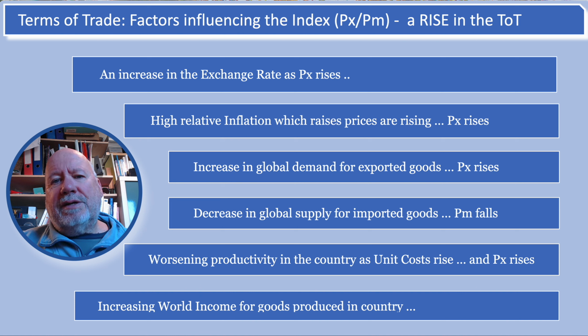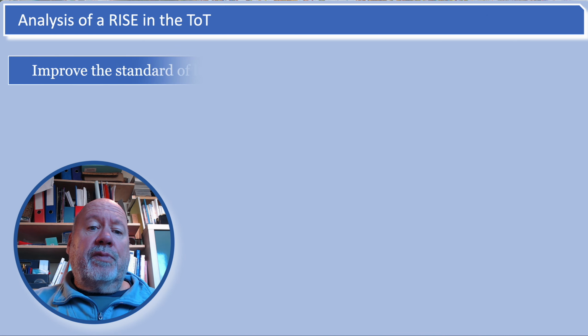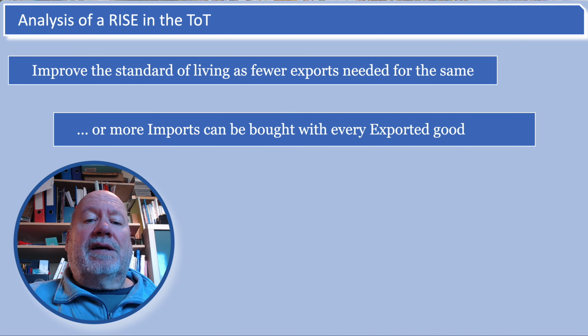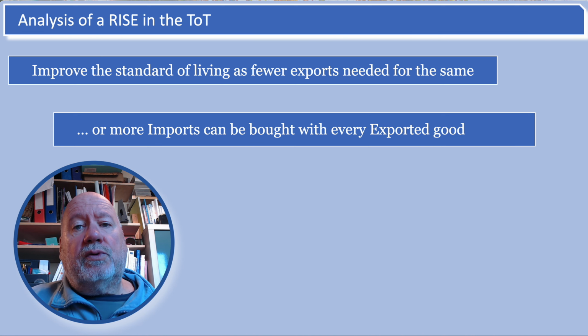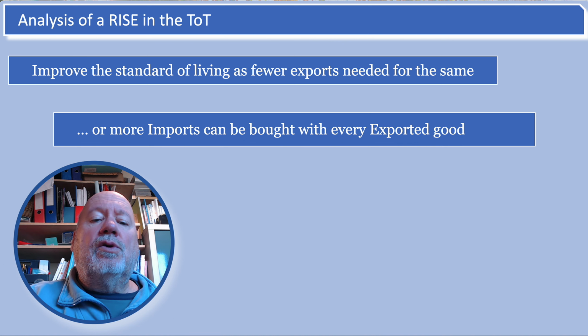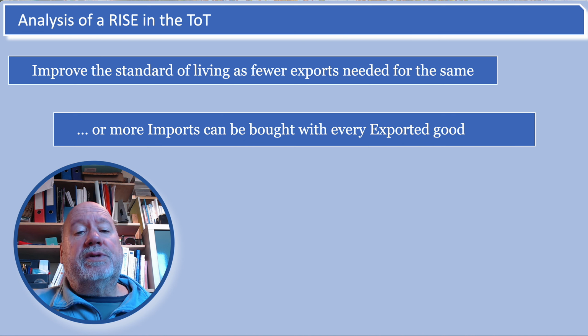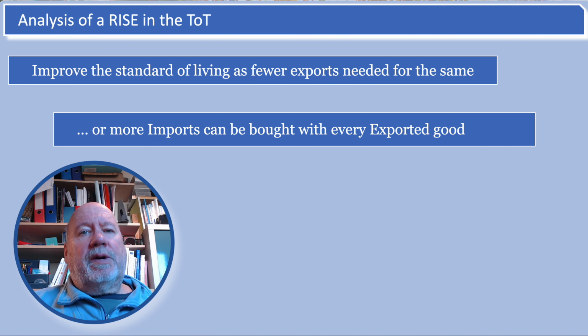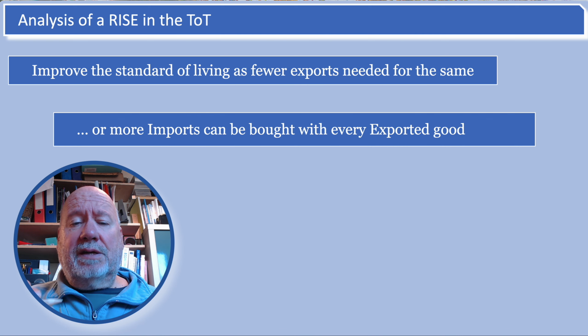So now we get to a tricky bit where we have to say, well, let's take an increase in the terms of trade and let's see whether or not it does improve the economy. And mainly what we do is we look at all the government objectives. So the first one, we've said before, it will improve the standard of living. Fewer exports are needed to get the same number of imports, or more imports can be bought with every exported good. So whatever you do there, talk about the living standards and talk about how you measure living standards, and it's more goods and services that are available to be consumed by the population in your country.